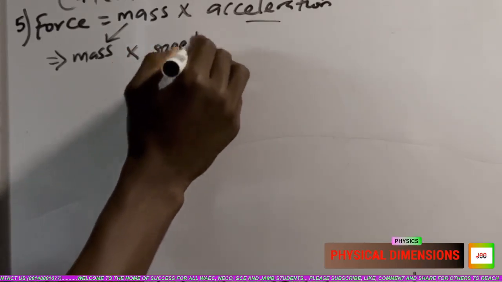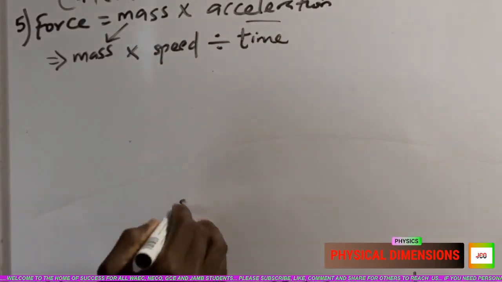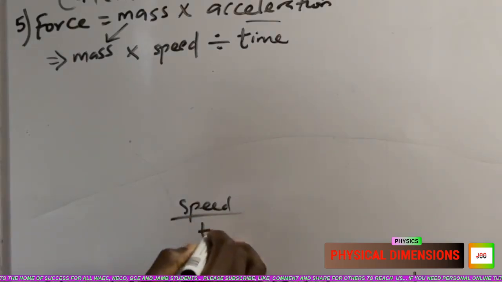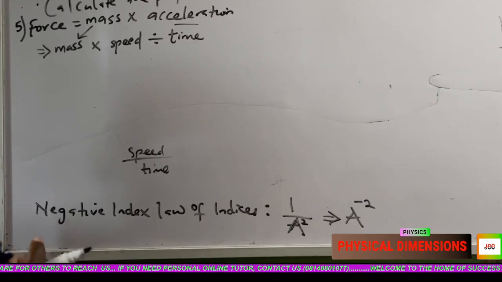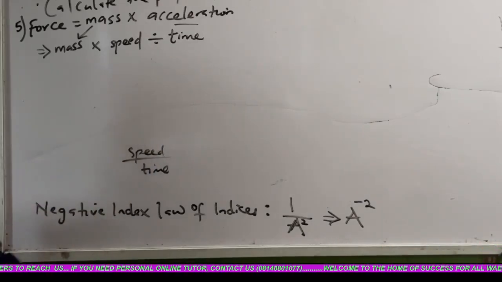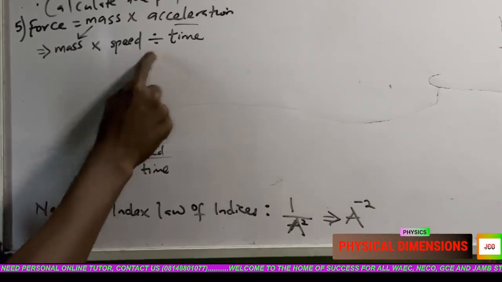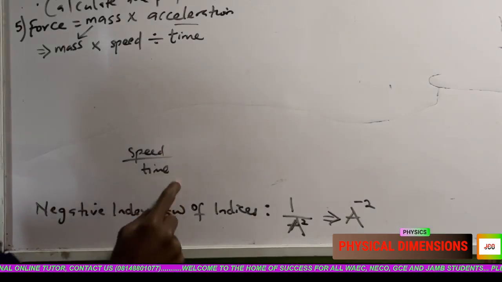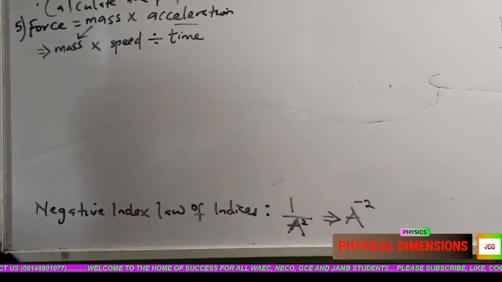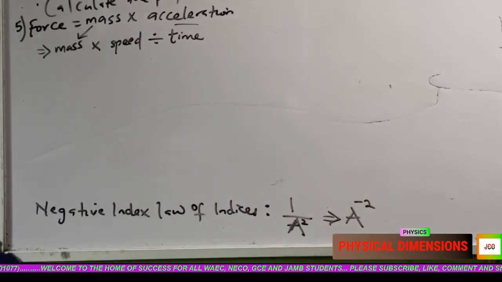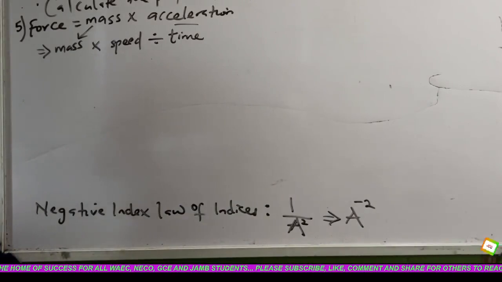Speed divided by time. So you see, I'm not writing speed over time like this, though they are the same thing. But for more understanding in solving, I would rather write it like this, because when I finish solving it, you're going to see why I'm writing like that. Speed divided by time like this is also the same thing as speed divided by time like this. So we have that in that way. Now let's progress further. Speed divided by time.